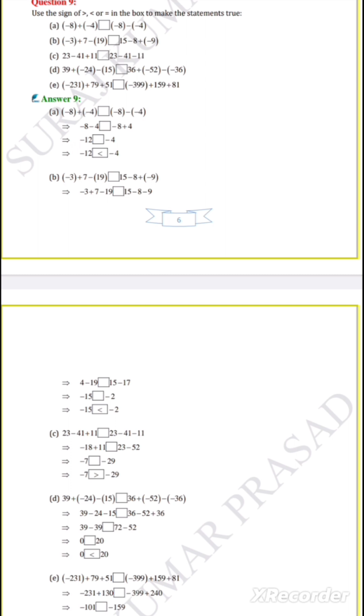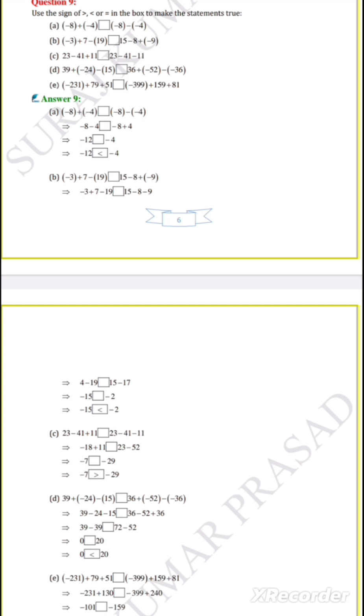In second statement, minus 3 plus 7 minus 19, 15 minus 8 plus minus 9. If we solve this, we get minus 15 less than minus 2. And third statement is 23 minus 41 plus 11. 23 minus 41 is minus 11. Minus 18 plus 11 and 23 minus 52. Minus 7 on the left hand side and minus 29 on the right hand side. Minus 7 is greater than minus 29. So let's write greater than symbol there.